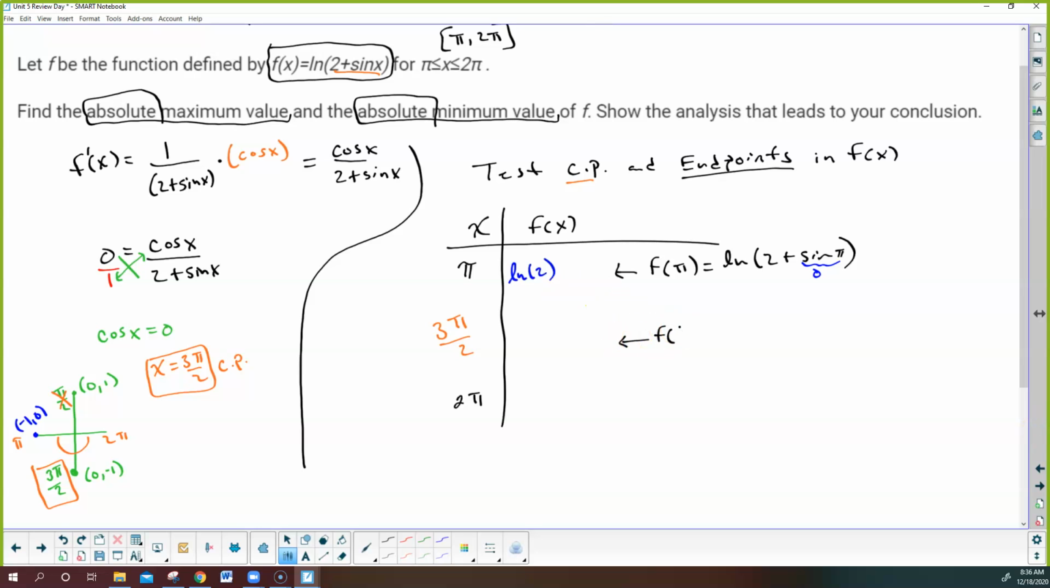And then I have to test 3 pi over 2. So then we're thinking again, ooh, what is the sine of 3 pi over 2? I already have it set up. 3 pi over 2 is right down here, and the sine is the y value. So this is -1, which means I've got the natural log of 2 minus 1, or the natural log of 1, which they are going to assume that you know that that is equal to 0. The natural log of 1 is always 0.